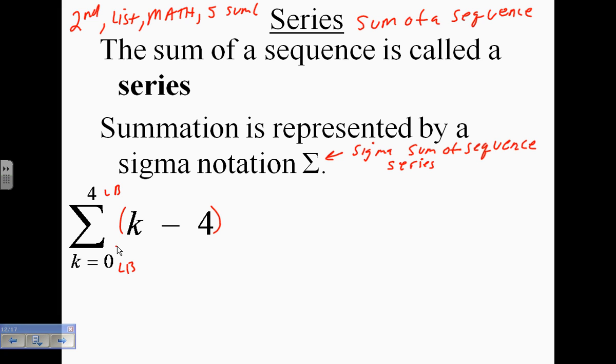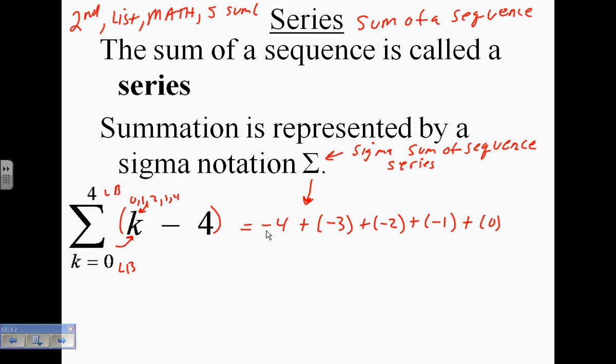That means I'm going to put 0 in for k and get negative 4. Sigma means that you add to that. So now I'm going to put in 1, negative 3. I'm going to put in a 2, negative 2. I'm going to put in a 3, a negative 1. I'm going to put in a 4 and get 0. I just put the numbers 0, 1, 2, 3, 4 in for k and wrote it out.